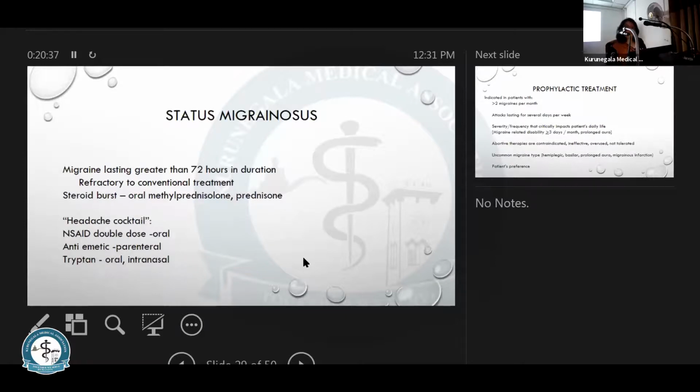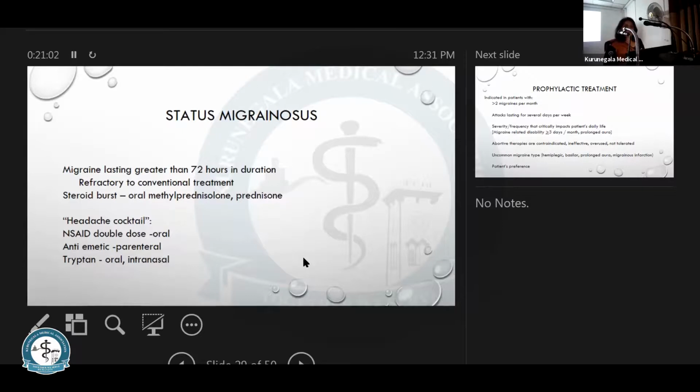So status migrainosus is like the status epilepticus. It's one of the migraine attacks where they last longer. The headaches are severe and last longer, and they are refractory to conventional treatment as well. There is a place for oral methylprednisolone or prednisolone.